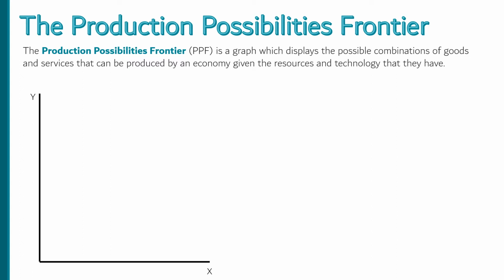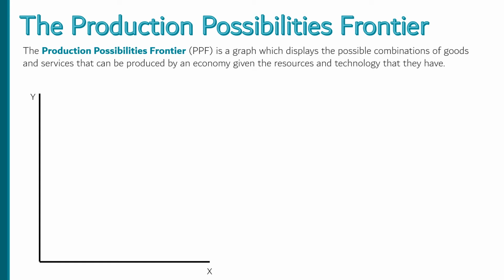One of the basic questions an economy has to answer is, what will we produce? Do we want to produce X or Y? We can put that on a graph and consider every possible combination of X and Y our economy is capable of producing.